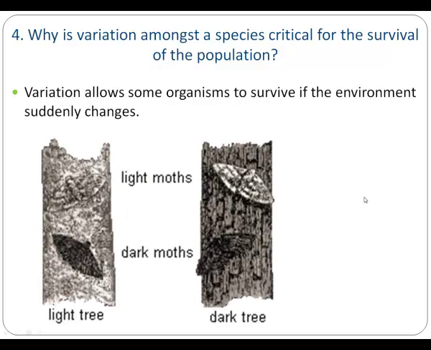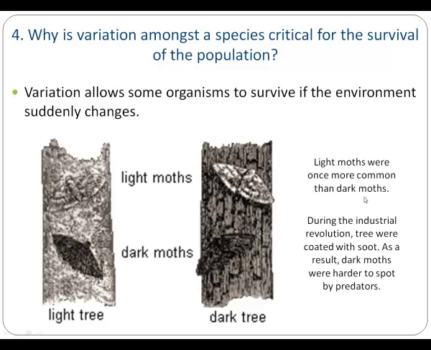So an example of that is the peppered moths. Light moths were once more common than dark moths because the trees were light, so the moths that were light blended in better. During the Industrial Revolution, the environment suddenly changed and the trees became covered with soot. So, dark moths became favored by the change in the environment. So the species overall changed. If they were all light moths, then the species would have died off.